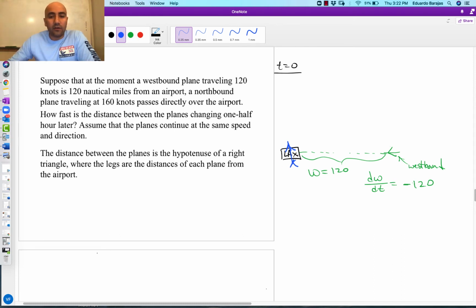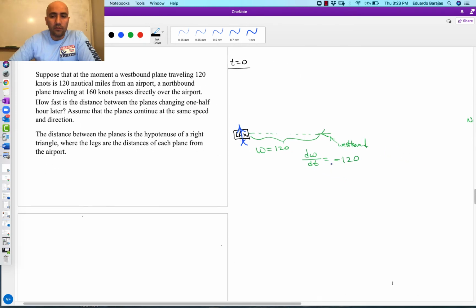Okay, at time 0, there it is. It does have a certain velocity, but it's really hard to do anything with it because it's sitting right on top of the airport. So let's skip forward because they also ask us about the distance changing 1/2 hour later. So let's scoot out a little bit more.